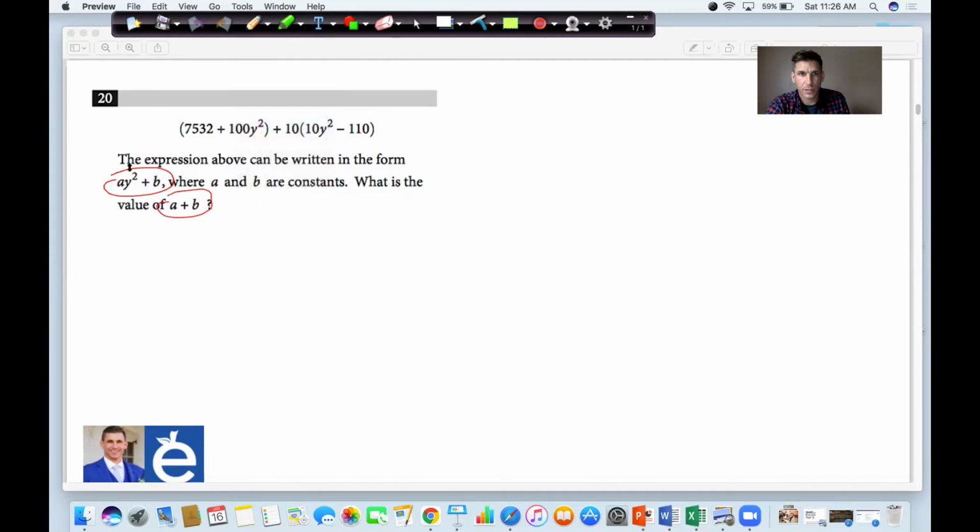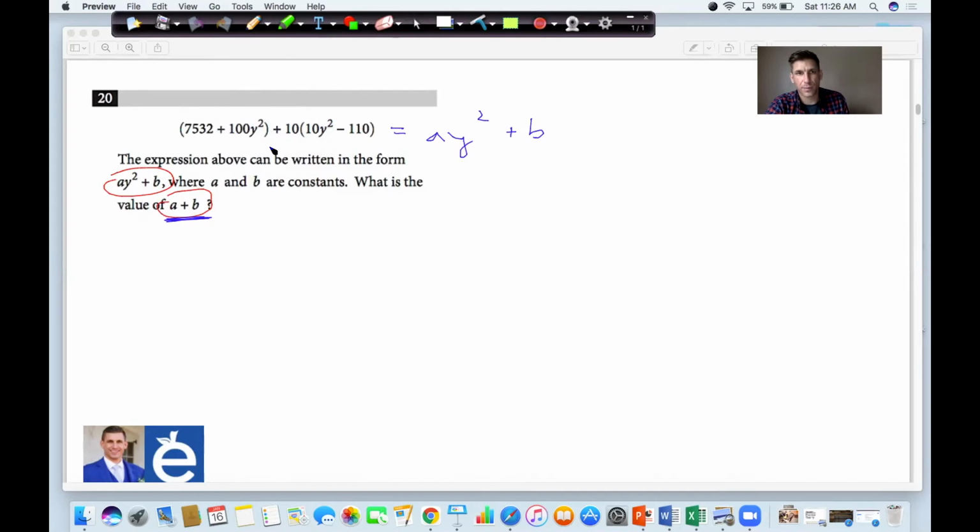I am circling what is given. So this is going to be equal to the form of a y squared plus b, but I am circling what they are asking for, so I do not make the mistake of just solving for a or y or b and then not actually solving for what they're asking for.